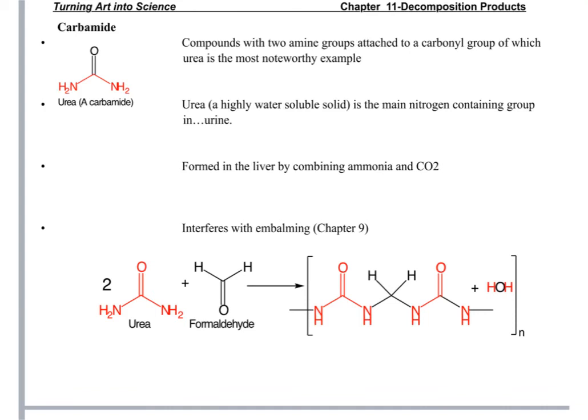Carbamide, so that's where you've got two amine groups attached to a carbonyl group. And here's your carbonyl group. And here you have urea. This is urea. And urea is of interest to organic chemistry because it was one of the first materials that was ever synthesized. And so urea is found in urine. So it's formed in the liver by combining ammonia and CO2, and it interferes with embalming, and we talked about how it can interfere in embalming when we were looking at chapter 9.